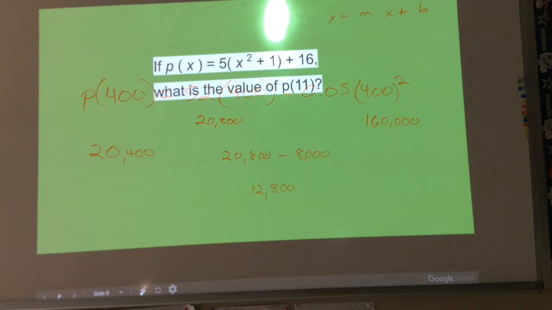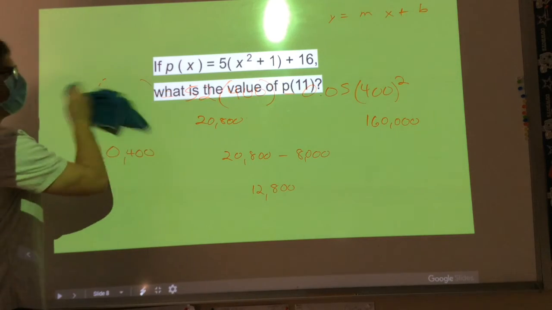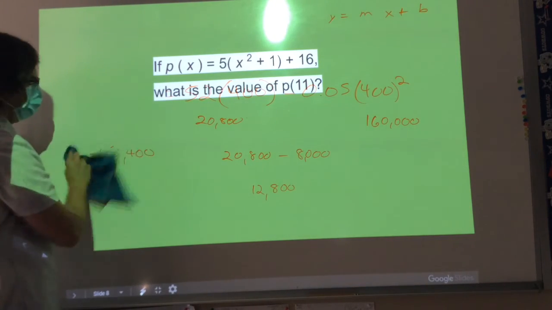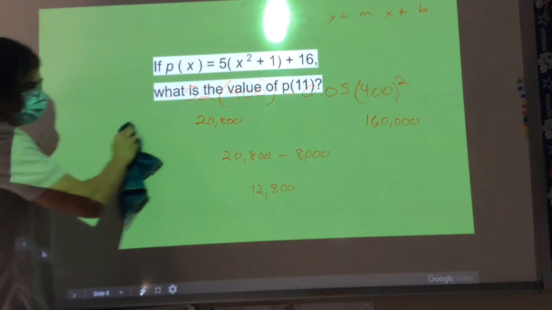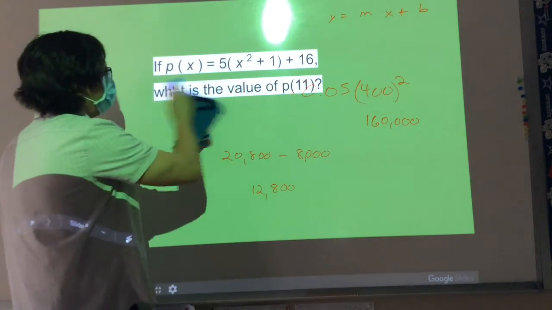Okay, same idea, just a lot smaller numbers. So what is the value of the function of 11? So what are you going to do with that 11, Zoe? You're going to plug it in for x, good. All right, try this one instead, a little smaller numbers.